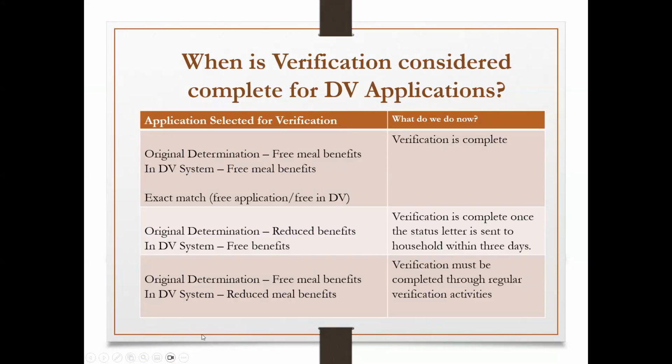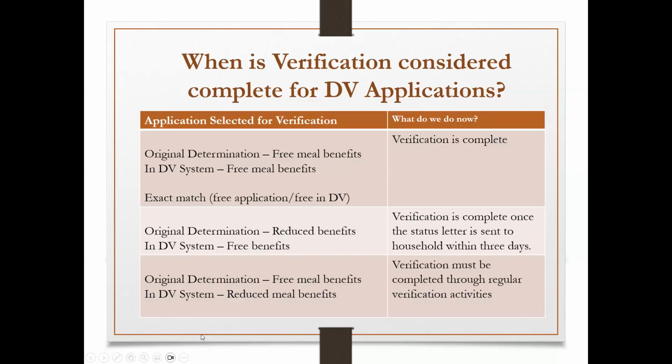So when is verification considered complete for direct verification applications? Applications selected for verification are verified through the school nutrition technology system. If it is an exact match, which means it's a free application and they qualify for free benefits in the direct verification system, or let's say it's a reduced application and they verify for reduced meal benefits in the DV system, if it is an exact match, that means that verification is complete for that application.